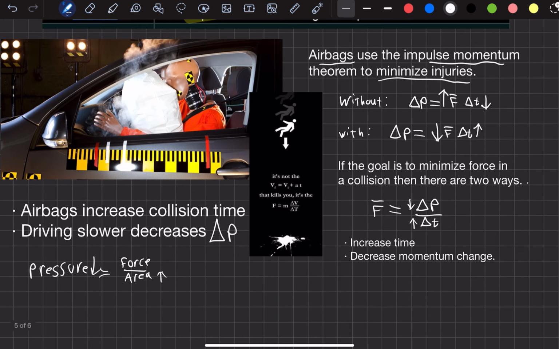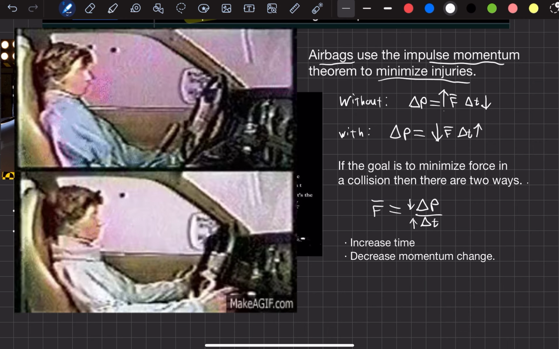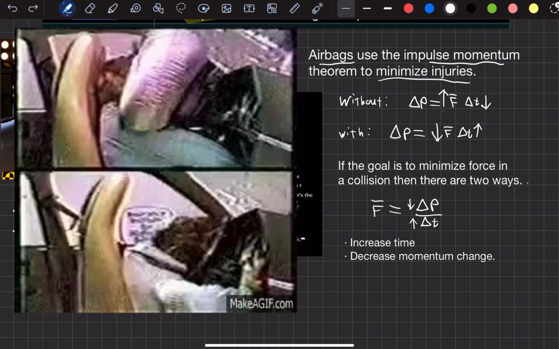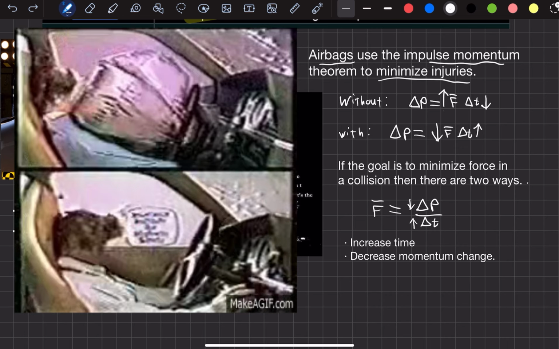But airbags actually do manipulate the force involved. And how they do it is by changing time. So let's take a look at the impulse momentum theorem equation again. So that's this guy right here. The impulse momentum theorem says the change in the momentum is going to equal the average force experienced times the change in time. Now here I say without an airbag. So the idea is if you did not have an airbag, the person is going to be hitting the car dashboard or the steering wheel, hitting something very, very hard.